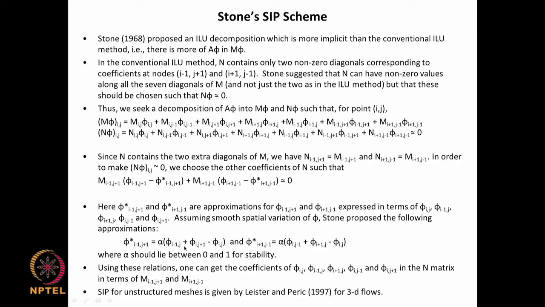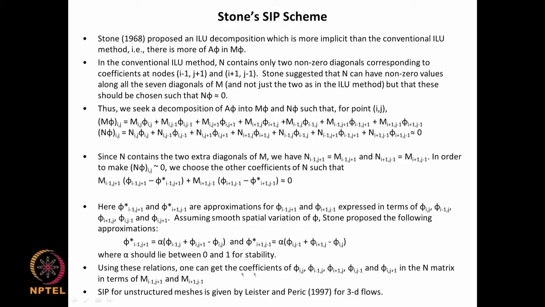We have I minus 1 j here, and I j plus 1, and I j. So these are some approximation, something like the finite difference approximation for phi I minus 1 in terms of these neighboring quantities, and similarly phi I plus 1 j minus 1 is expressed in terms of this. And you have an alpha, which is a factor, something like a fudge factor, which he needed to make sure that it is stable. So once you put this here, then you can get an overall expression for the coefficients here in terms of the coefficients for the other things.